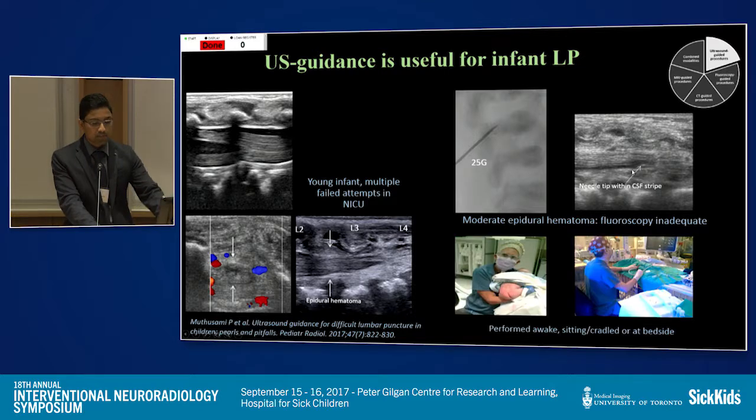And this is a procedure which can be done with the child awake. It doesn't need anything other than a little bit of local anesthesia, and it can be done at the bedside, as you can see here in the NICU.